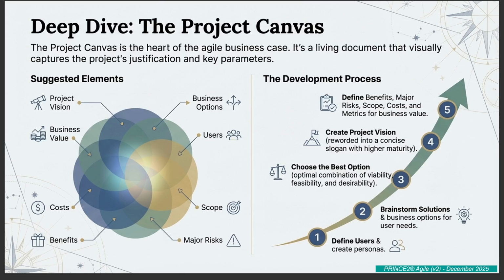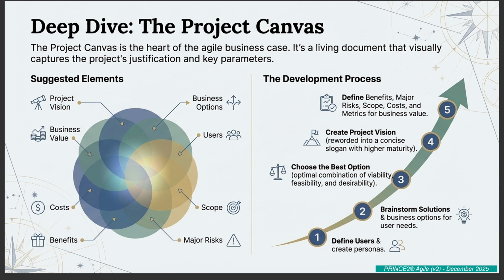Okay, so you found the sweet spot. Step 4 is to create the project vision. Right. Now that you know exactly what you're building and why, you can create that inspiring, concise slogan that gets everyone on the same page. And the final step, step 5, is basically filling in the rest of the canvas. Yes. Define the benefits, major risks, scope, costs, and metrics. You take your chosen option and you flesh out all the details, ensuring everything is aligned. That process is what makes the justification so robust.